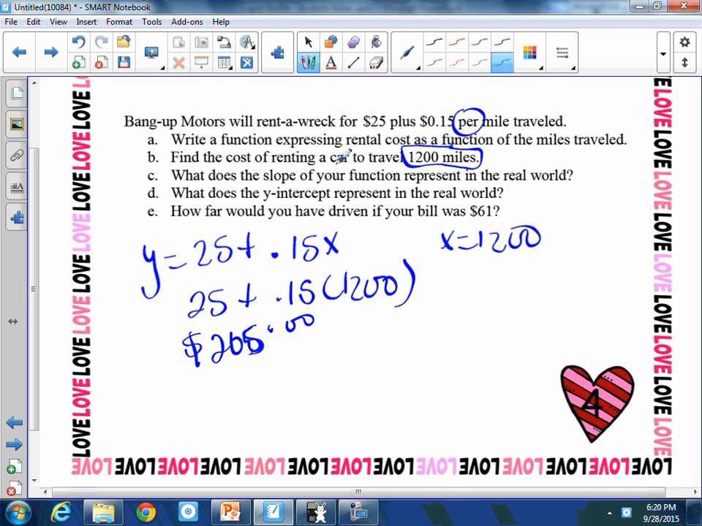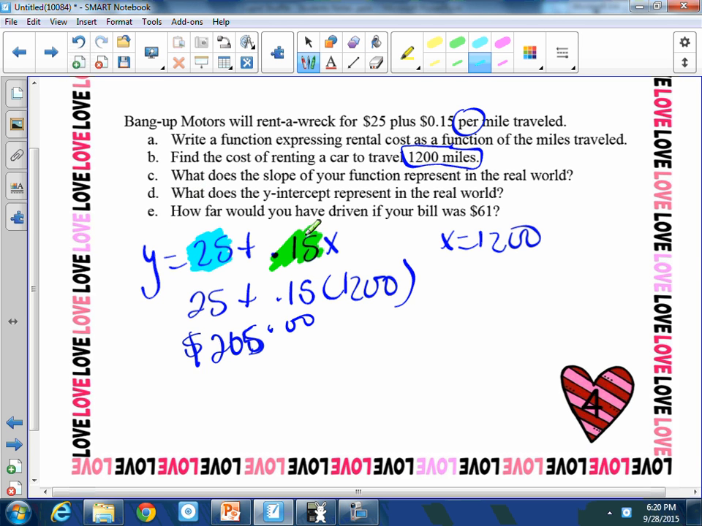What does the slope of your function represent in the real world? The slope represents, that's my slope. I'm not going to write it, I'm just going to tell you what it is. It represents how much they're charging per mile. What does the y-intercept represent in the real world? That's my flat fee. The 25 would be your flat fee. So that means that even if you don't drive it, even if you don't use it per mile, if you don't use it to travel, you still got to give them $25.